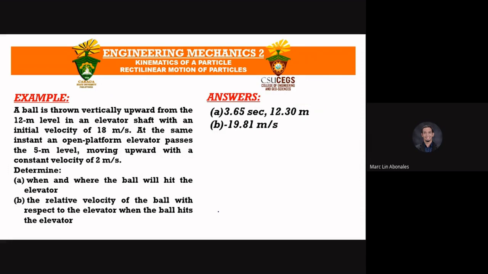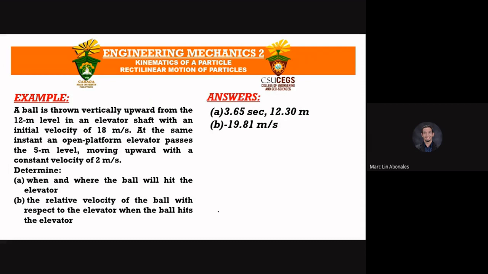So for our first example problem for the relative motion of two particles, we have here a ball is thrown vertically upward from the 12 meters level in an elevator shaft with an initial velocity of 18 meters per second. And at the same instant, an open platform elevator passes the 5 meters level, moving upward with a constant velocity of 2 meters per second. So what we need to determine are first, when and where the ball will hit the elevator.